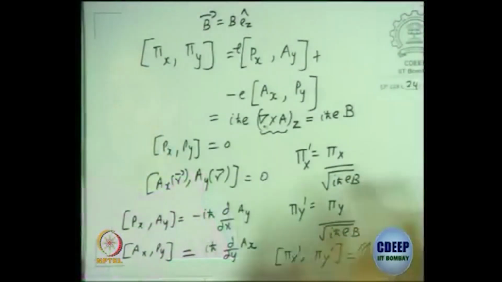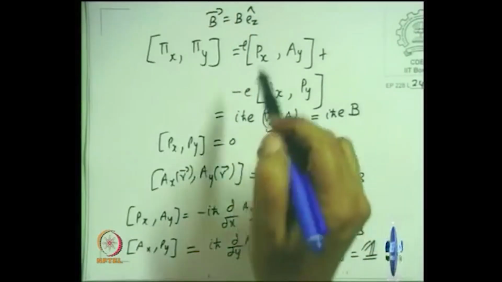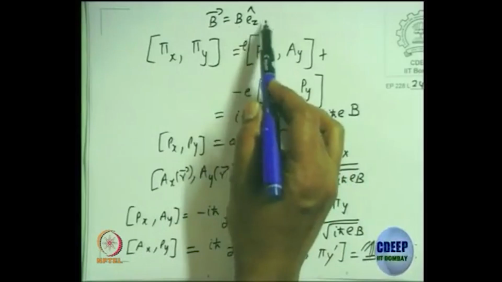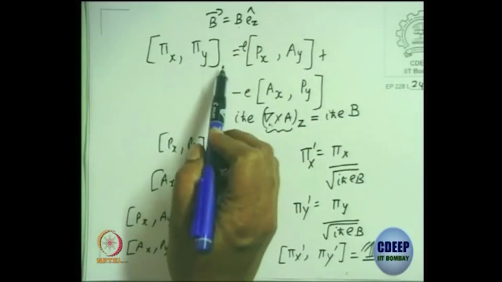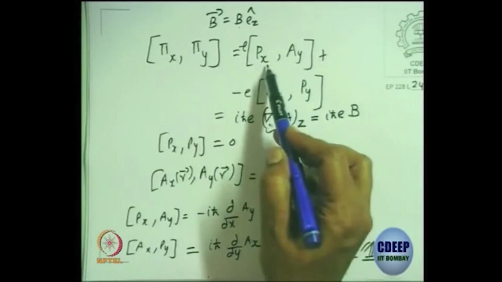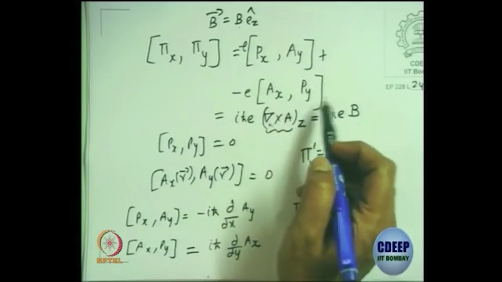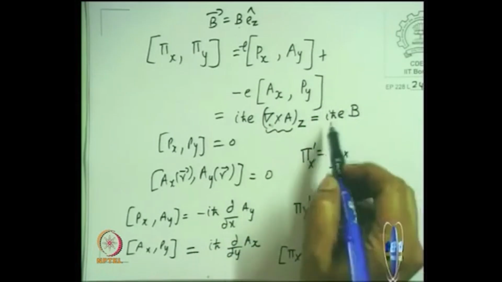So if you want to work out using these data, let's work out for a particle in a magnetic field along the z direction, magnitude B along the z direction. Try to compute the commutator of pi x with pi y. The non-zero commutators are px with Ay and Ax with py, and that gives us a constant.